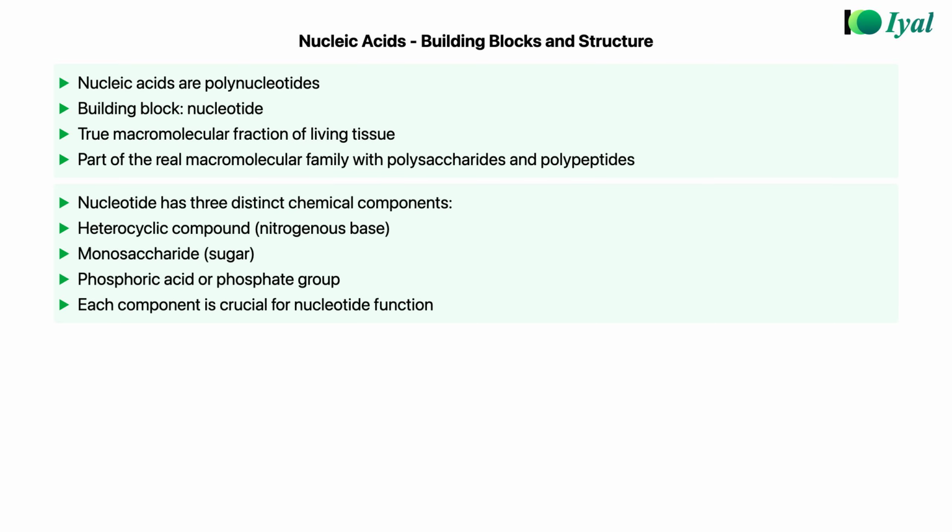Let me be clear about what goes into a nucleotide. There are three separate parts. First, you have the heterocyclic compound. That's the nitrogenous base we talked about. Second, you have a monosaccharide, a sugar. Third, you have a phosphoric acid or phosphate group. These three components linked together make a complete nucleotide.